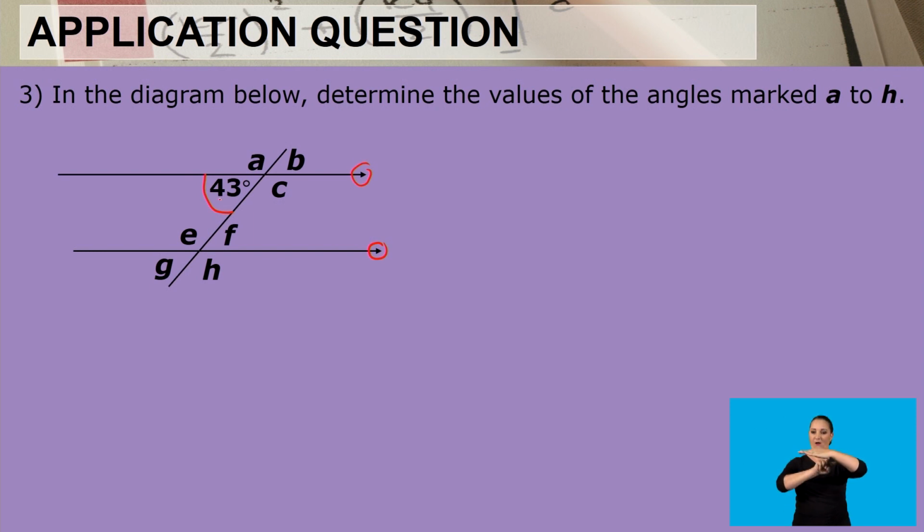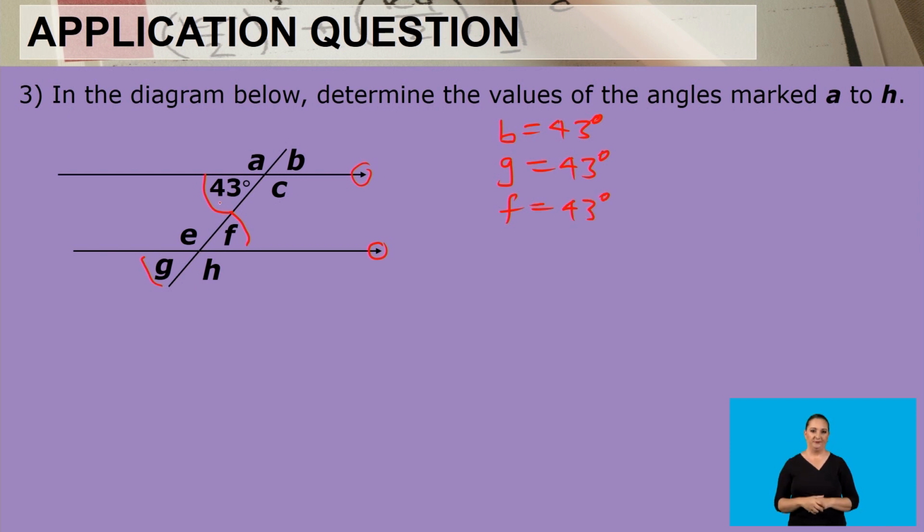43 degrees is vertically opposite to angle B, so angle B equals 43 degrees. And then 43 degrees and angle G are corresponding, so angle G is also 43 degrees. And 43 degrees and F are alternating, so angle F is also 43 degrees. And then we look at the others.